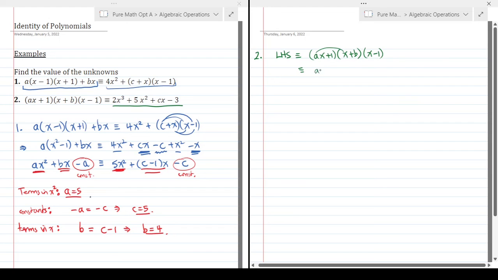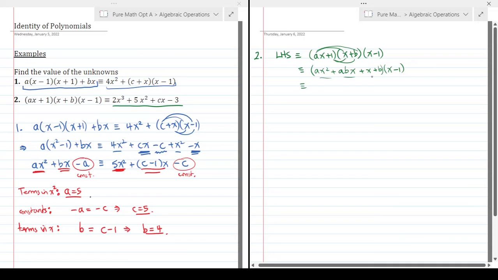ax by x is ax squared. ax by b is abx. 1 by x is just 1x, and then 1 by b is b. Now I'm not going to pull everything together as yet, because I'm still in the process of expanding. I have x minus 1 here, so this is ax squared by x. Those arrows are really long, so I'm not going to draw them. I think you all understand what's taking place here.